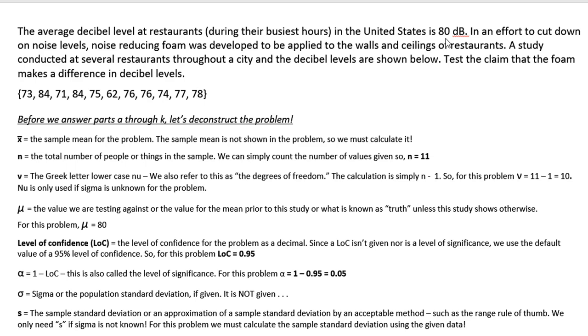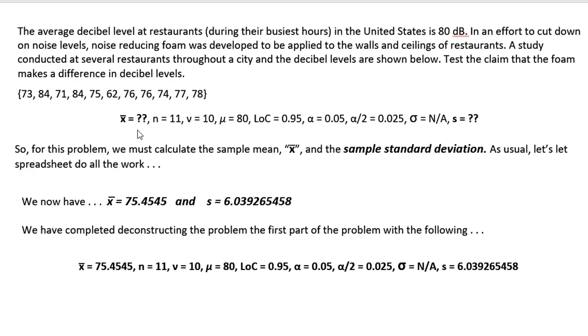Our level of confidence, well, neither a level of confidence nor a level of significance is given. We go to the default value, which is 95%. That would mean that my alpha is 5%, or 0.05. And sigma, of course, the population standard deviation, is not given because all we're given is data. We have s, and that we'll have to do on a spreadsheet, and we'll also do x bar on a spreadsheet. This is what we have so far.